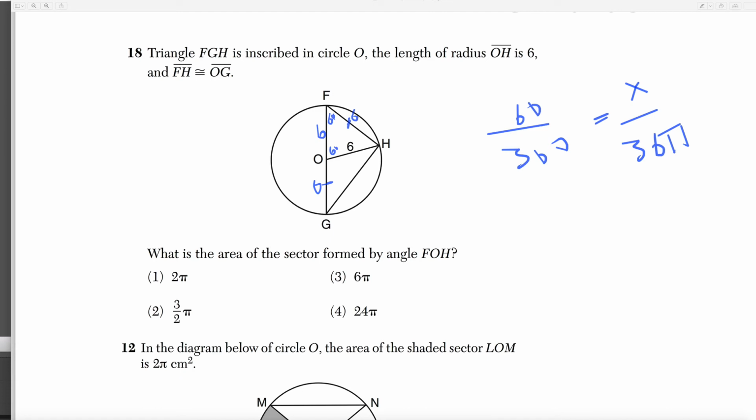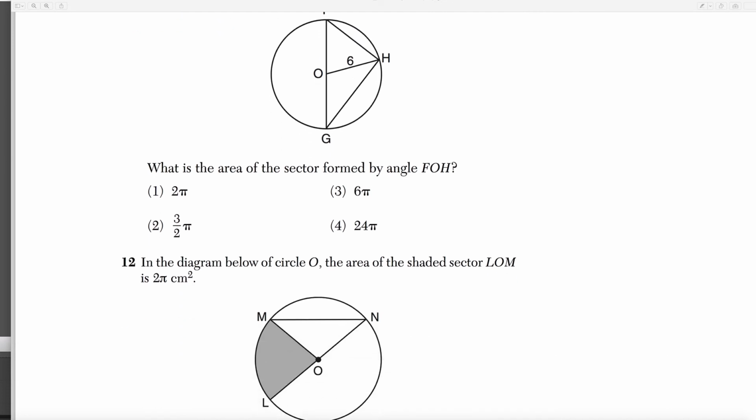It's a little fast. That could be a hard question. Just rewatch what I said about the radii.